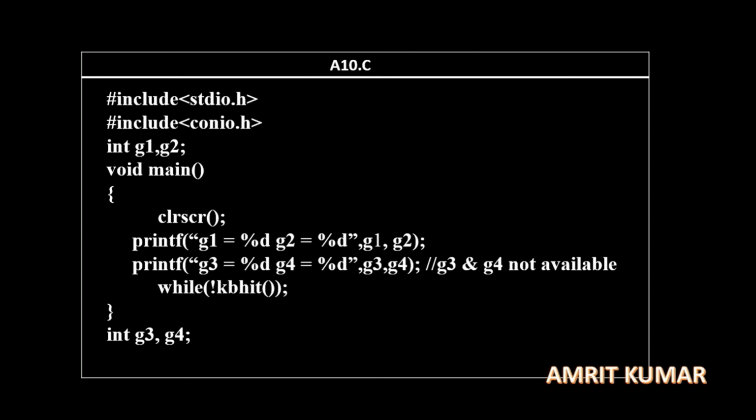Then after that we have used two variables, g1 and g2. Here g1 and g2 are acting as global variables because they are outside of the open and close curly braces. Here you can see that they are outside of the curly braces. Therefore, they are global variables. After that, I have used the main function whose return type is void. Then I have used the curly braces. Then I have used the clrscr function whose work is to clear the screen.